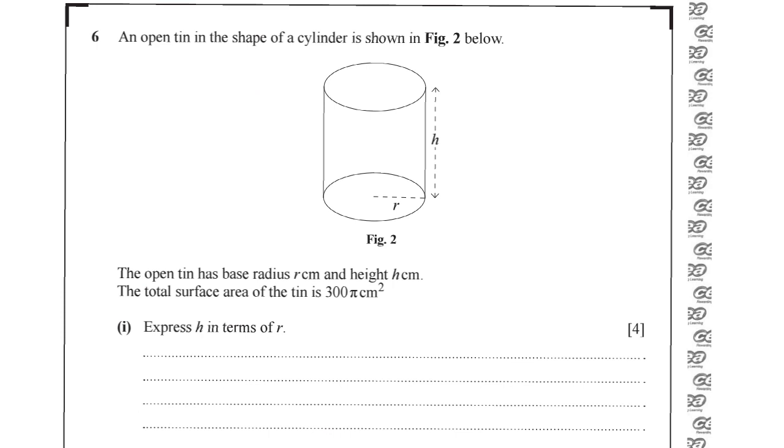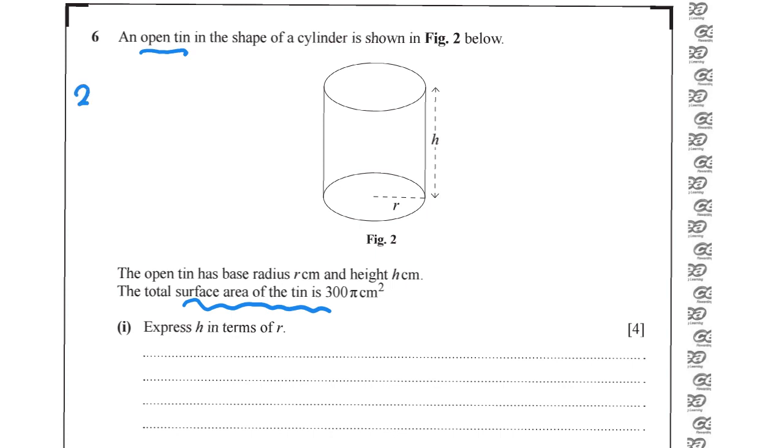So we have an algebra shape space measure question. Total surface area is 300 pi. So we've got to start off by writing out what we know: surface area of an open tin. So we'd say that it has a base but doesn't have a top.